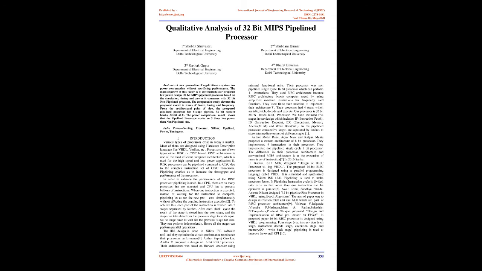Pipelining enables us to increase the throughput and performance of the processor. In order to enhance the performance of the RISC processor, pipelining is used. In a CPU, there are so many processes that are executed and the CPU has to process billions of instructions. When one instruction is executed, instead of waiting for the instruction to complete, pipelining lets us run the new process simultaneously without affecting the ongoing instruction execution.